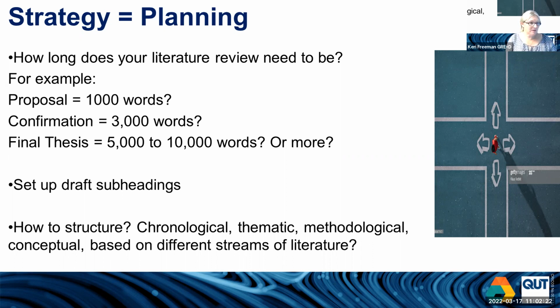With your planning as well, try to set up some draft subheadings. We're going to have a look at that in a second. And how are you going to structure it? With your planning, you need to be flexible as always. Are you going to go chronologically when you talk about previous studies? Are you going to go thematically? Are you going to go via the methods they've implemented, the concepts that you're investigating, or streams of literature? There are all different options. There's no right or wrong. Your lit review is probably one of the key sections or chapters that will change quite a lot as you progress and get more and more feedback.